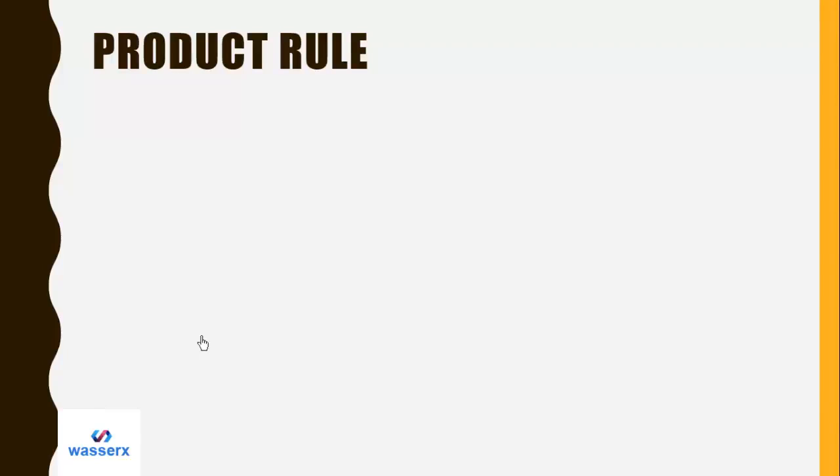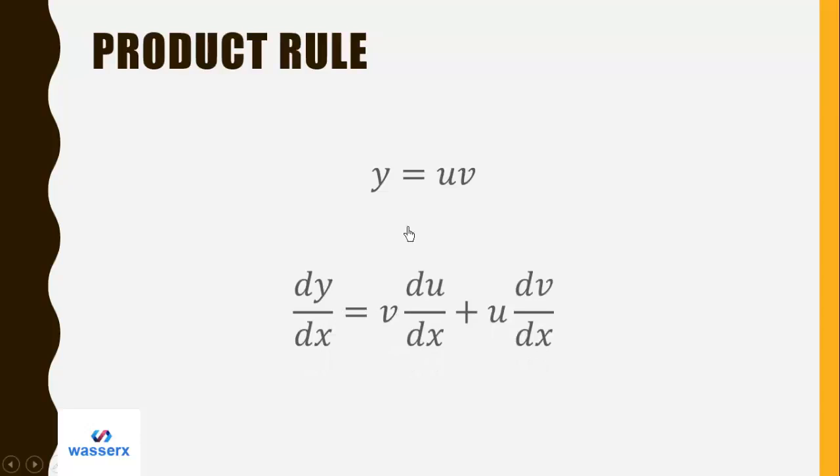Now let us consider other rules of differentiation other than the power rule. So we have y equals uv, that's the product rule. So this is multiplying, where u and v are functions of x. Then dy/dx is given by: hold v and differentiate u with respect to x, plus hold u and differentiate v with respect to x.